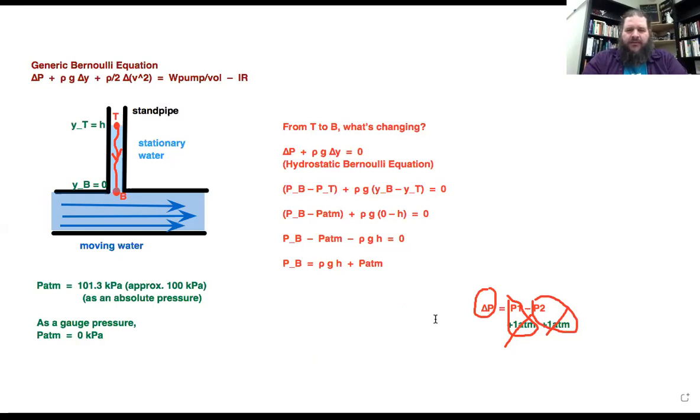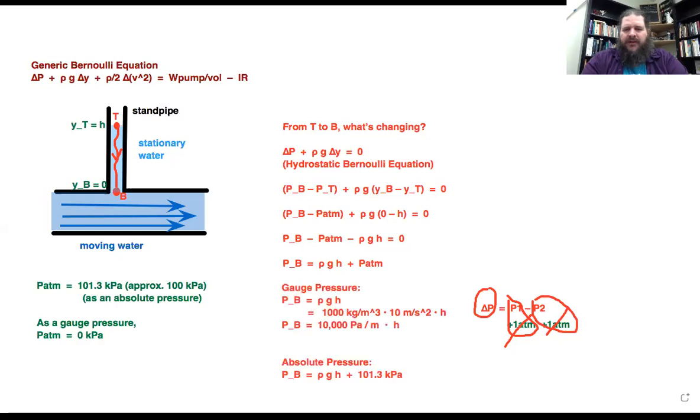And if you combine those, we're going to end up with 1,000 times 10, so 10,000. And if you multiply kilograms per meter cubed times meters per second squared, you end up with pascals per meter. So that means that the pressure at the bottom is equal to the height in meters in the standpipe times 10,000 pascals per meter. And of course, usually we're talking about much smaller heights, usually to be measured in centimeters.